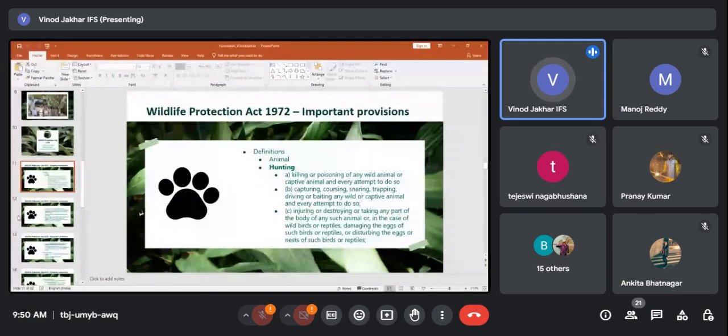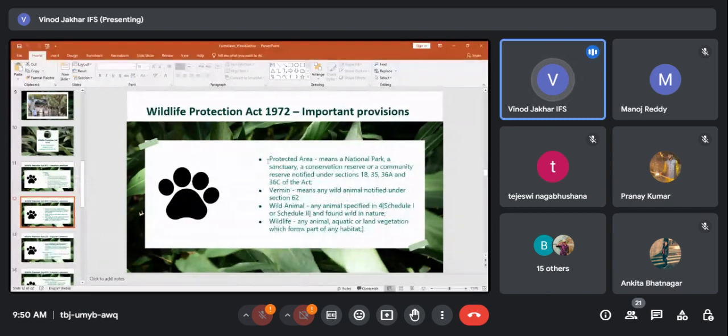So animal, then hunting, then protected area. What is a protected area? Again, this might be a standalone question. What is a protected area according to you? A protected area according to Section 2 of the Wildlife Protection Act means a national park, a sanctuary, a conservation reserve, or a community reserve notified under these sections. There are only four protected areas defined under this Act. All the other areas, eco-sensitive zone, this and that, and bird conservation area, they are not legally defined protected areas.